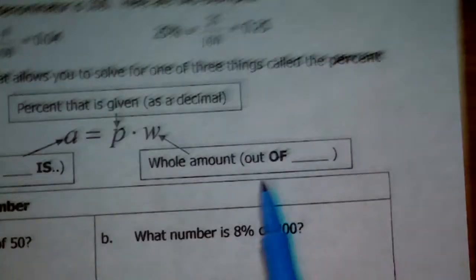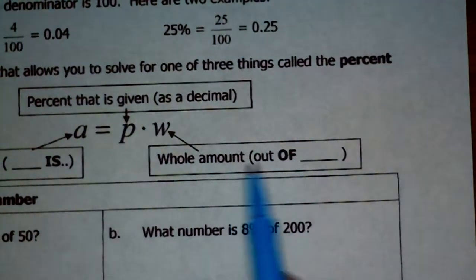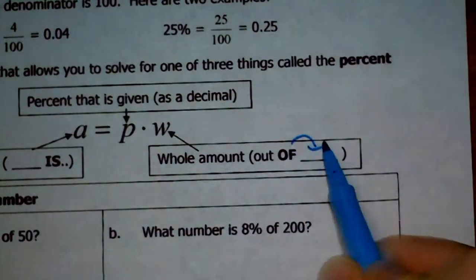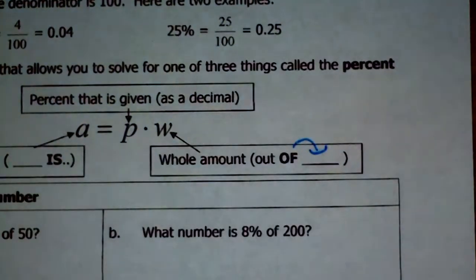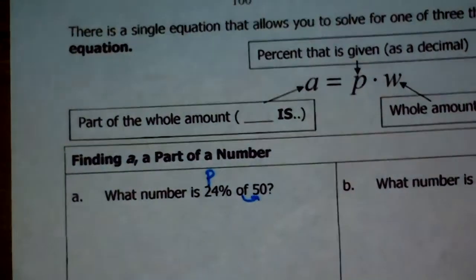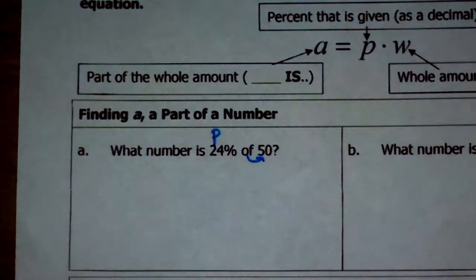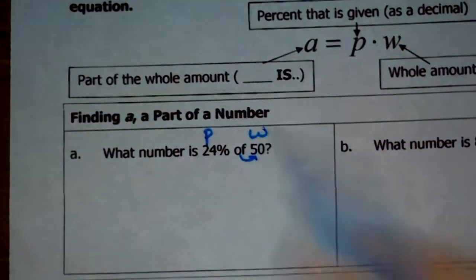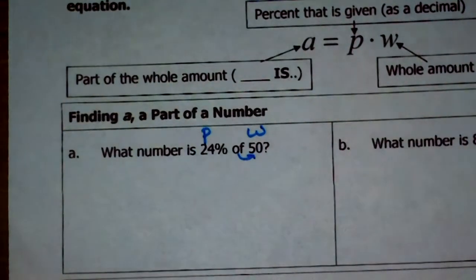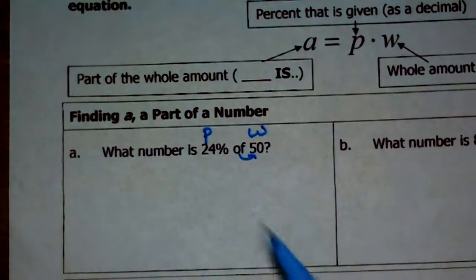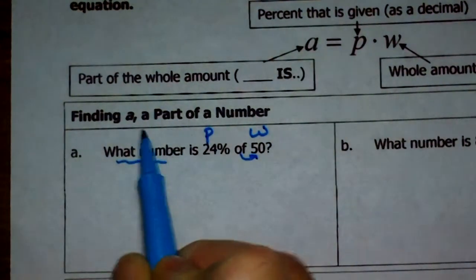And if you notice over here, it says whole amount is out of. Whatever follows the word of is usually the whole amount. It's what it's out of. Because 50 follows that word of, that's one of the little clues you can use. That means it's out of 50, which makes 50 the W, the whole amount. So when it says what number is, we don't know. This what number is going to represent A.